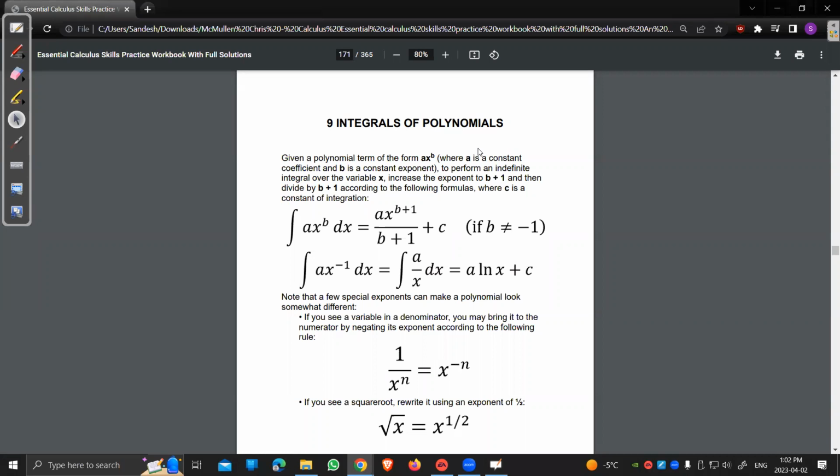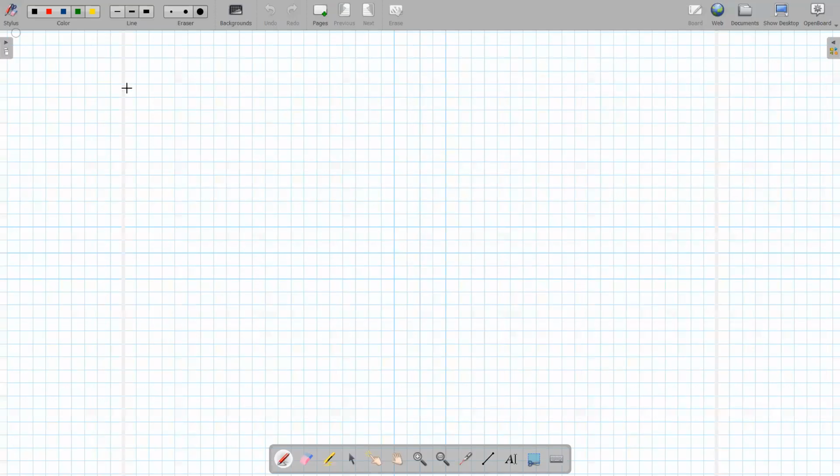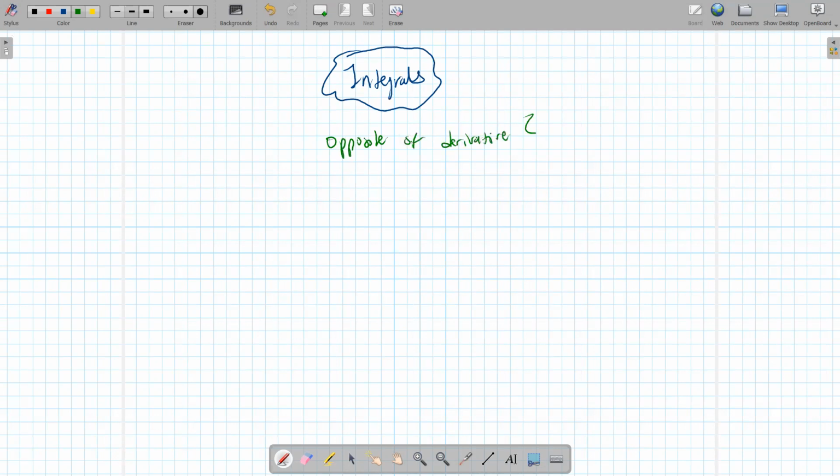We're going to do something different. It basically builds up from derivatives. Here, let's do this. This is a new chapter. It's called integrals, okay? So what is it? It's the opposite of a derivative. It's working backwards, basically, that's what it is.